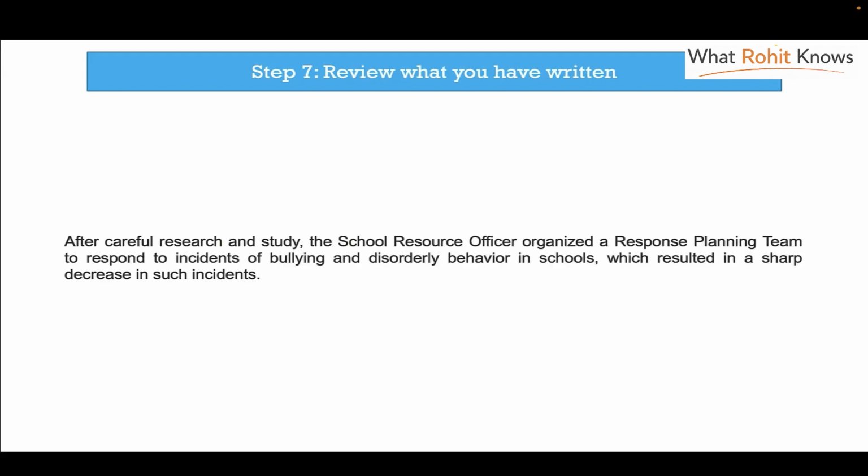So once you've written your summary, you can review what you've written. So as you can see here, we review. After careful research and study, the school resource officer organized a response team to respond to incidents of bullying and disorderly behavior. Now, if I find that some word has been repeated again and again, maybe I can change that. For example, you can change disorderly to misbehavior if you want to. Other than that, check the spellings, check if there is any grammatical mistake, and avoid that. That's the purpose of this review. And once you've done that, simply submit it and you can go to the next question. So follow these steps. In the guided practice, we will look at each of these in much more detail.